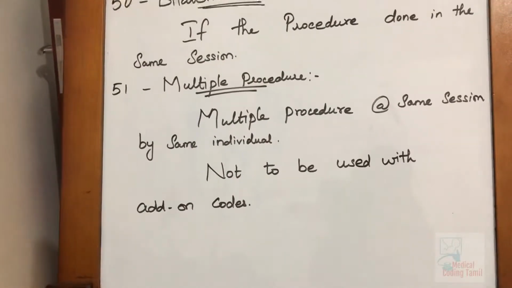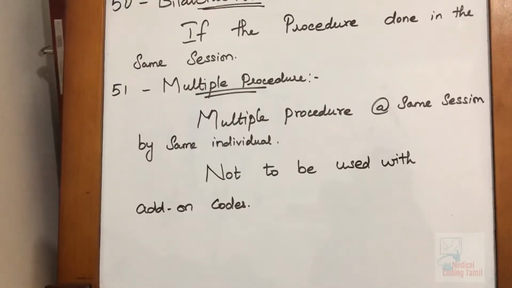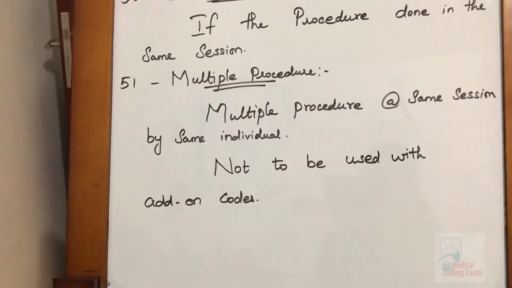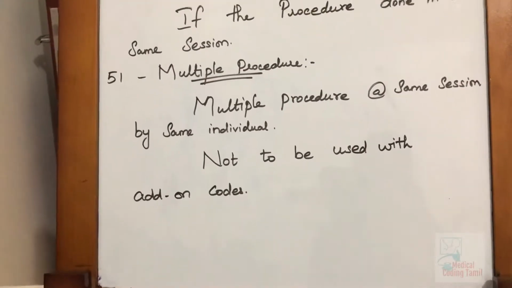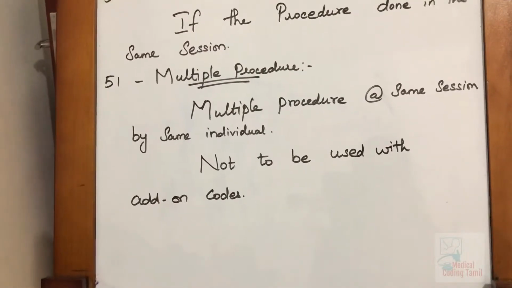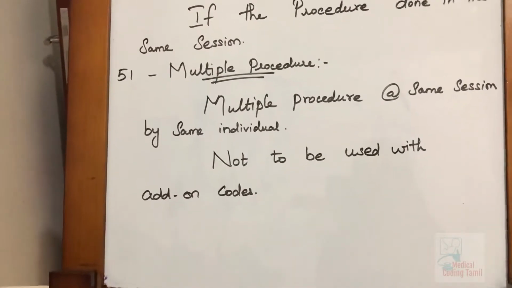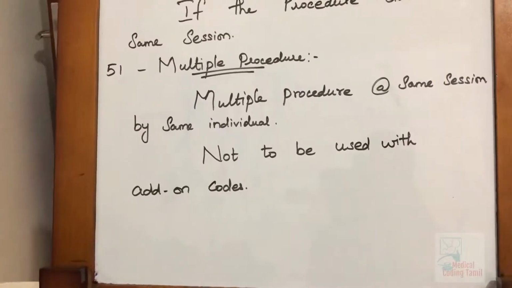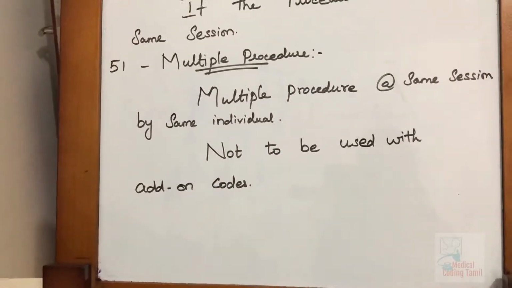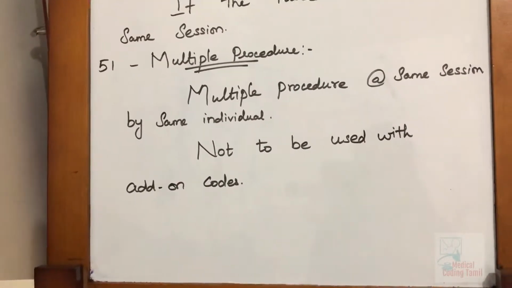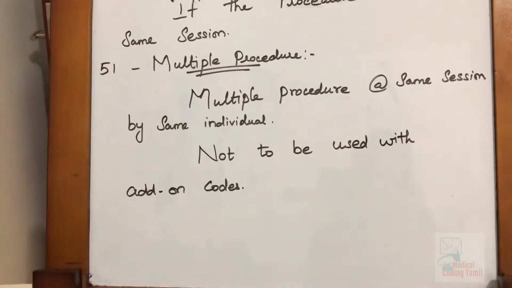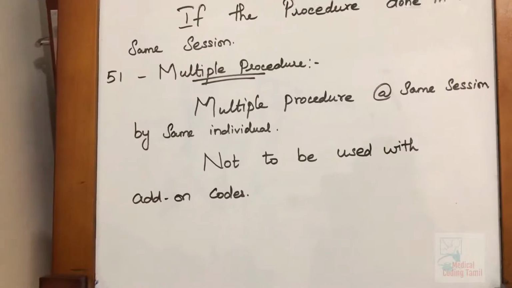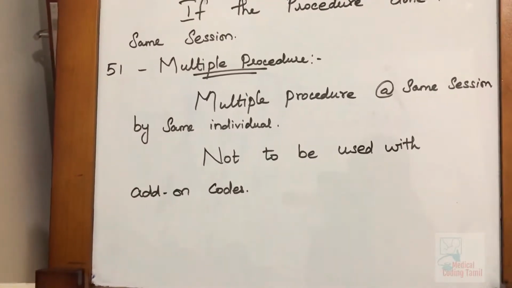What is meant by multiple procedure? Multiple procedure means more than one procedure. More than one is a multiple procedure. This modifier should be added only when multiple procedures are done in the same session by the same individual, then we can add modifier 51 to the procedure code. That means the primary procedure code. We cannot use modifier 51 with add-on codes.